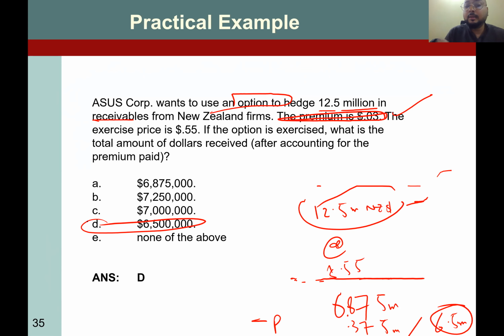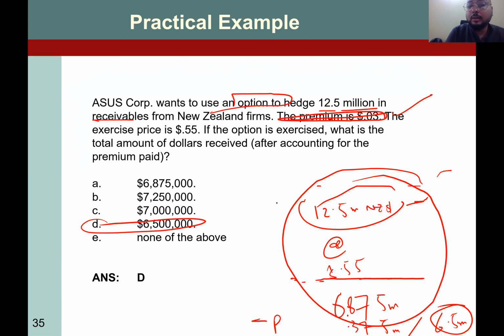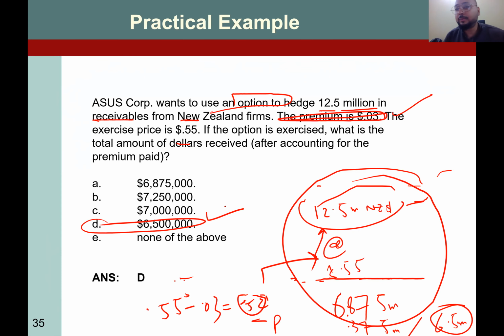You can say that, or you can also make a shortcut. You say that, okay, I would be selling my NZ at 0.55 and I would be paying premium minus 0.03. So net amount I would be getting at 0.52. So 0.52 multiplied by 12.5, answer would be 6.5. Right?